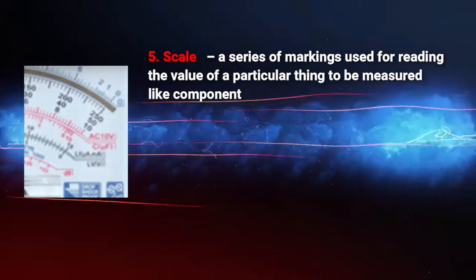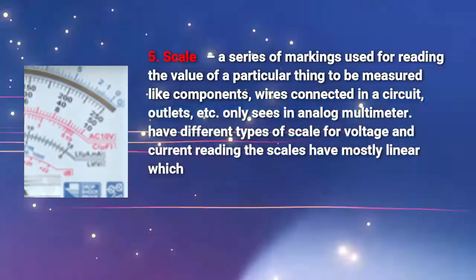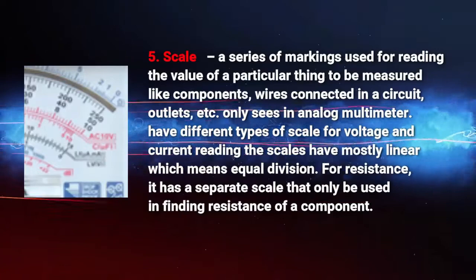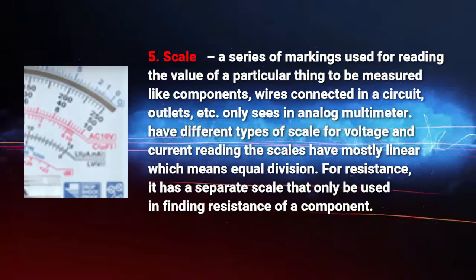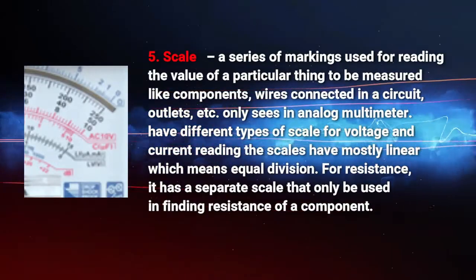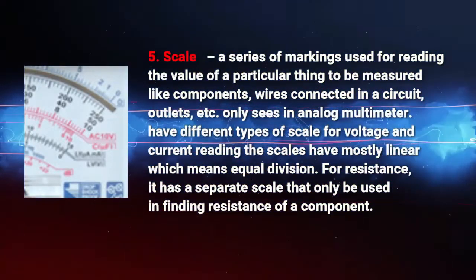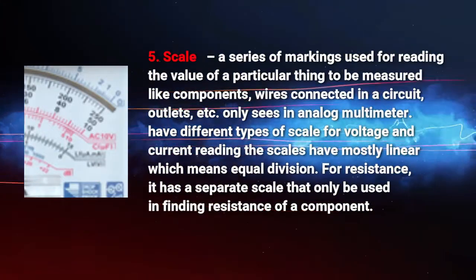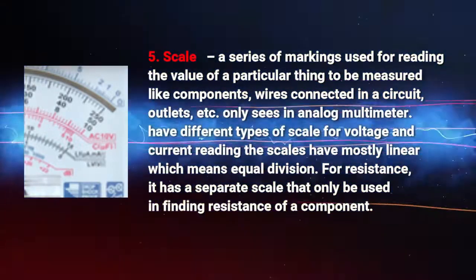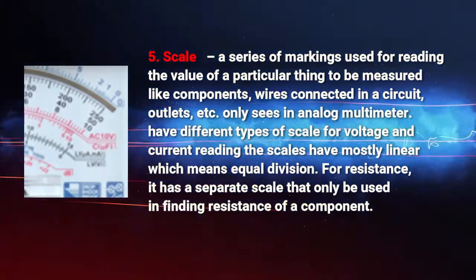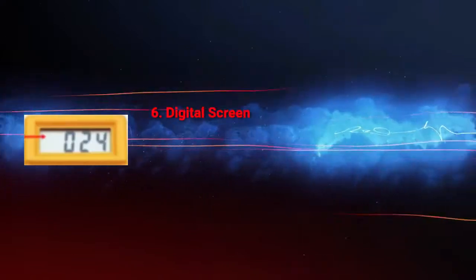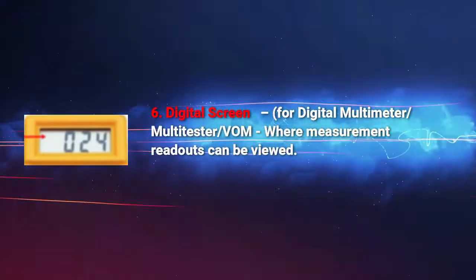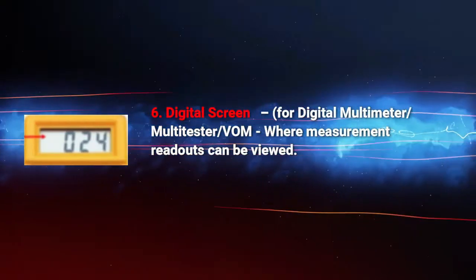Fifth, scale, a series of markings used for reading the value of a particular thing to be measured, like components, wires connected in a circuit, outlets, etc. Only used in analog multimeter. Have different types of scale for voltage and current reading. The scales are mostly linear, which means equal division. For resistance, it has a separate scale that is only used in finding the resistance of a component. Sixth, digital screen for digital multimeter or multi-tester, where measurement readouts can be viewed.